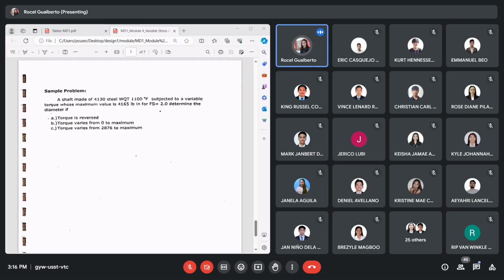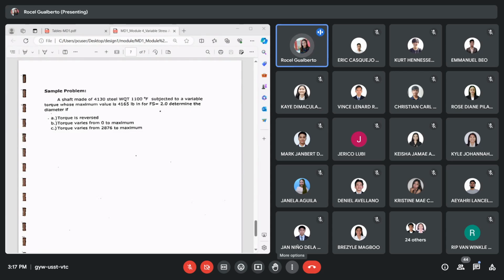So, let us have the sample problem. This is on variable stress analysis without the stress concentration. A shaft made of 4130 steel, WQT 1100 degrees Fahrenheit, is subjected to a variable torque whose maximum value is 4165 pound-inch. For a factor of safety equal to 2, determine the diameter if: A, the torque is reversed; B, the torque varies from 0 to maximum; and C, the torque varies from 2876 to maximum.